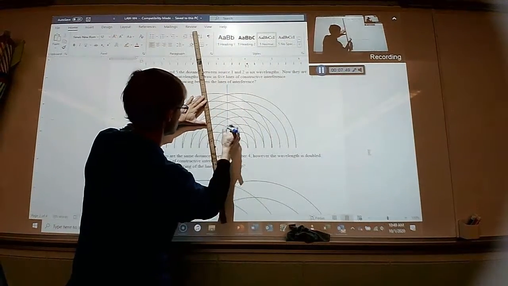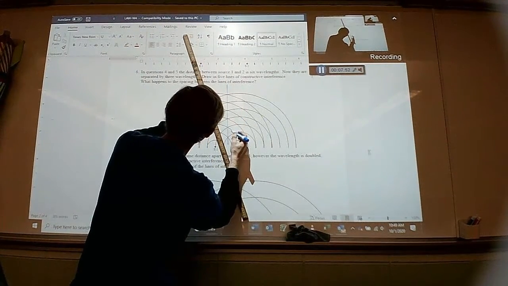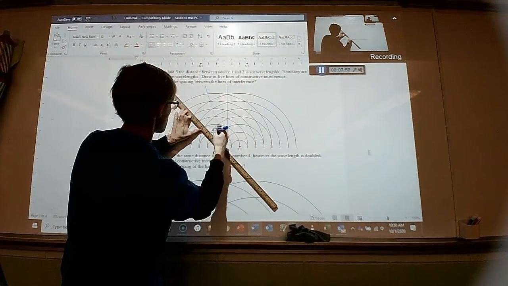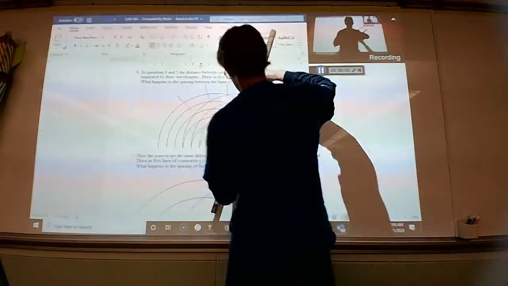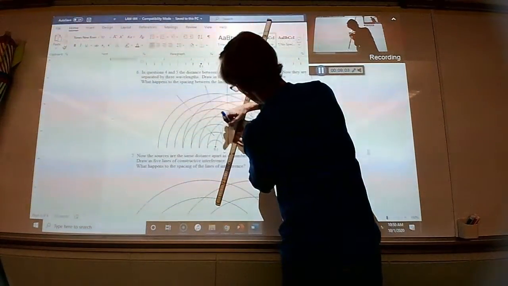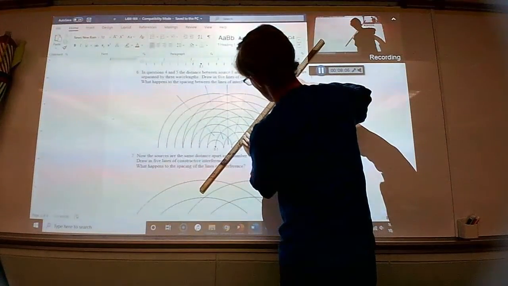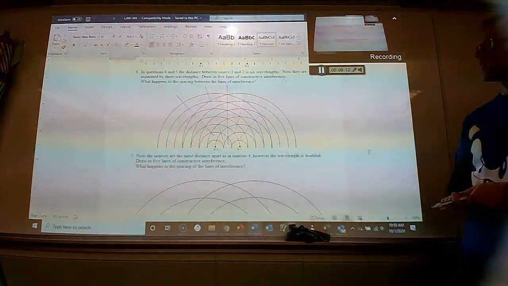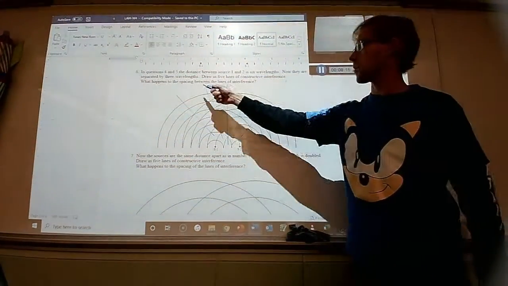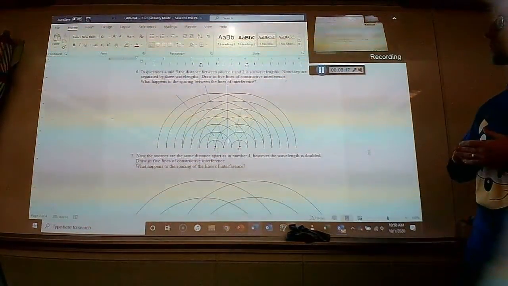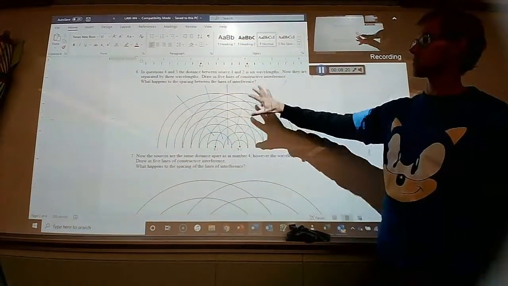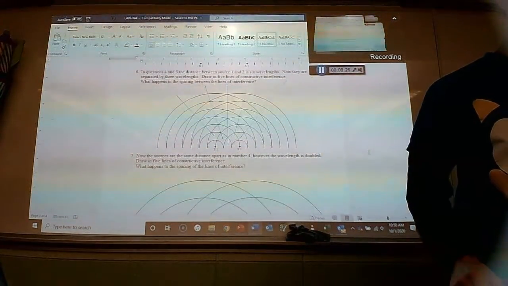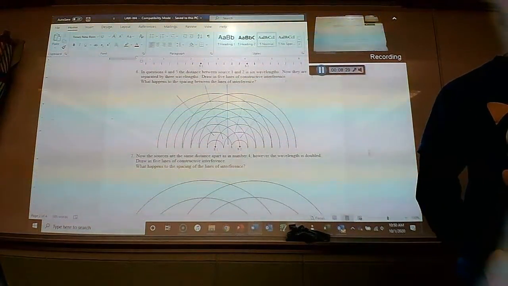1, 2, 3, 4, and 5. So now, the real important part of this is the question, what happens to the spacing between the lines of interference? And it wants you to compare this with how your lines looked in number 4 and number 5. Can anybody see what the difference is on your own sheets when you look at those two?